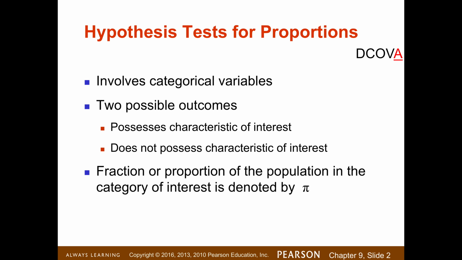So the fraction or proportion of the population in the category of interest is denoted by pi. So let's say we claim that 22% of students at Shawnee State University have an ACT of 28 or higher. So pi would be 0.22, 22%.